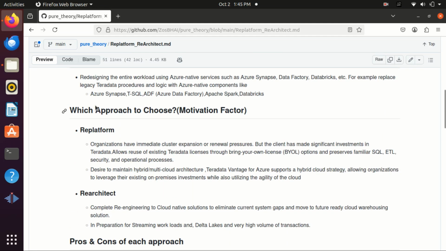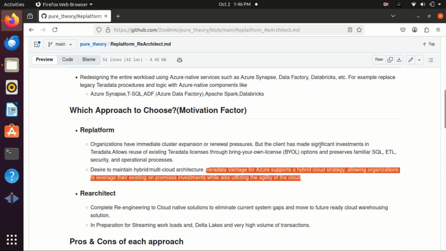So, which one of these two strategies is right for an organization? Let's start with Replatform first. This is a good option if the organization has a big investment in Teradata. The nice part is that they can reuse the existing Teradata license with bring your own license and still reuse their existing SQL or ETL scripts. If they go with Teradata Vantage from Azure Marketplace, it also gives them a hybrid cloud setup, meaning they can keep using their on-premise system while also tapping into the flexibility of cloud.